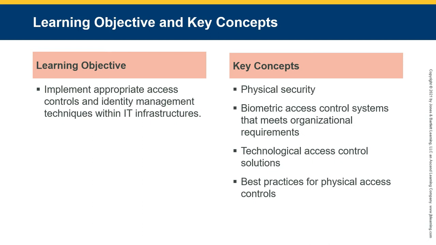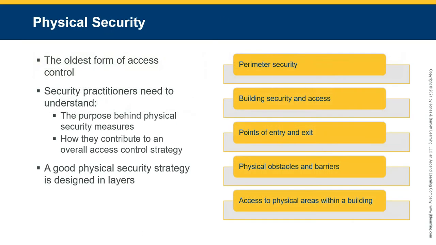Key concepts: physical security, biometrics, access control systems that meet organizational requirements, technological access control solutions, best practices for physical access control. Physical security is the oldest form of access control. Security practitioners need to understand the purpose behind physical security measures and how they contribute to the overall access control strategy.